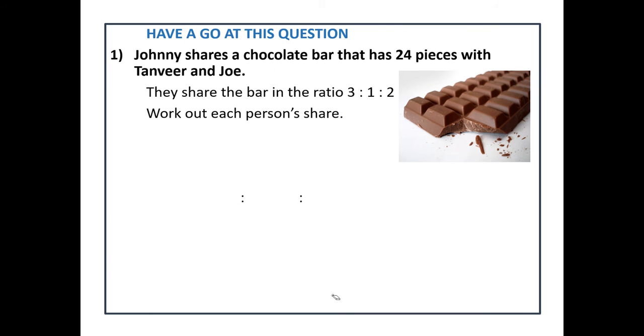Now you have a go at this one. Remember, you have to add up your ratios, divide your total by that number, and then multiply it by how many are in your bars.